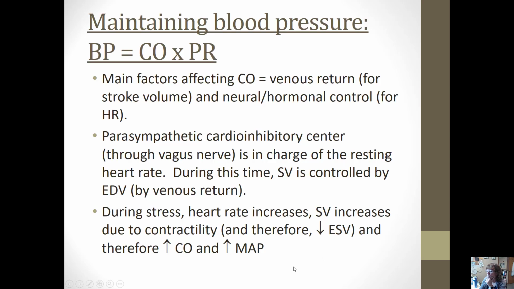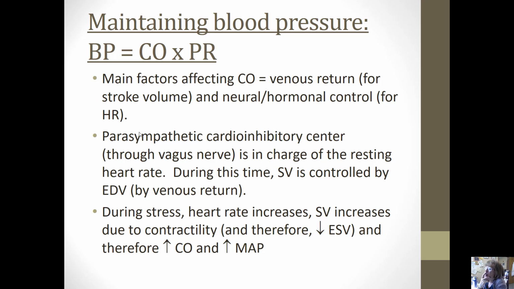All right, so what are the things that are going to regulate blood pressure? Well, as you looked at before in your study guide, blood pressure or mean arterial pressure, either one, is cardiac output times peripheral resistance. So what are the main factors affecting cardiac output? That would be venous return and neural and hormonal control to affect heart rate. So venous return will affect stroke volume, and then neural and hormonal control would affect the heart rate. So the parasympathetic and the sympathetic are going to act again on the heart to change cardiac output and therefore change blood pressure.